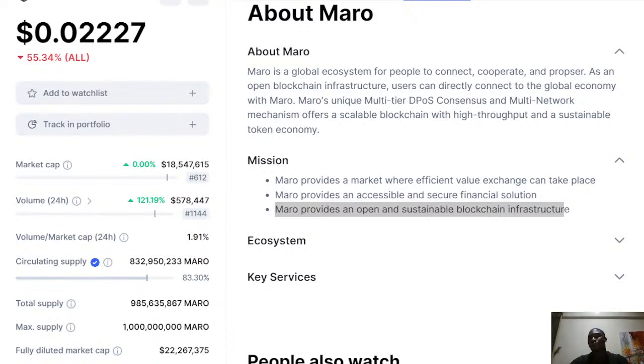So now the third one also provides an open source and sustainable blockchain infrastructure, which is also a very important factor that we must consider when looking at the market space. We're looking at what they are really all about, and what basic points we need to take note of when investing into the market.